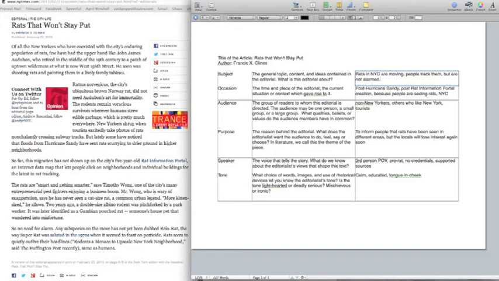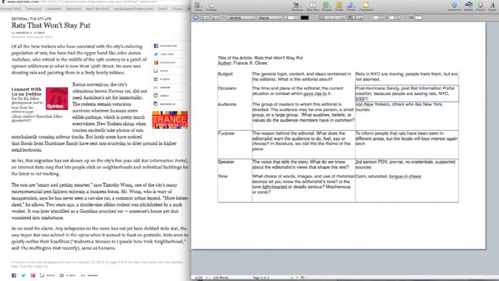Because of that, we need to look at the occasion. So what's the time and place of the editorial? Let's look at current events and look for some very specific information in here. Now, I can even give this a date. This was written on 2/22/2013, but there's a little bit more specific than that.